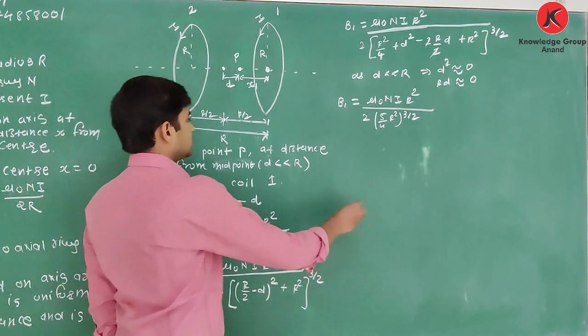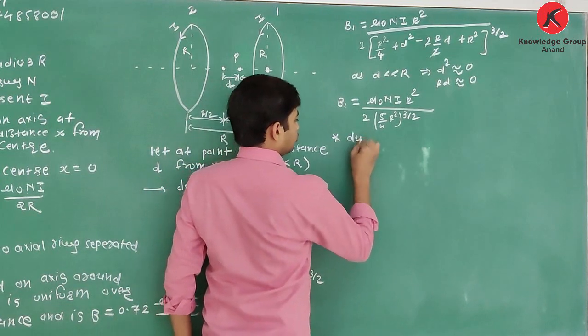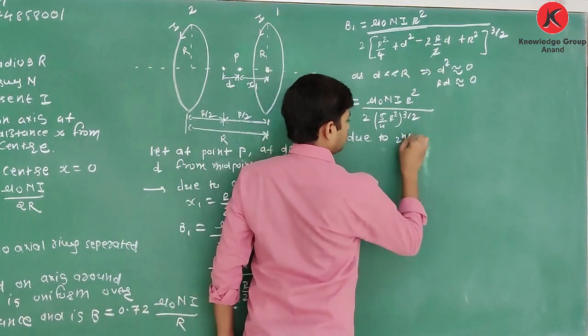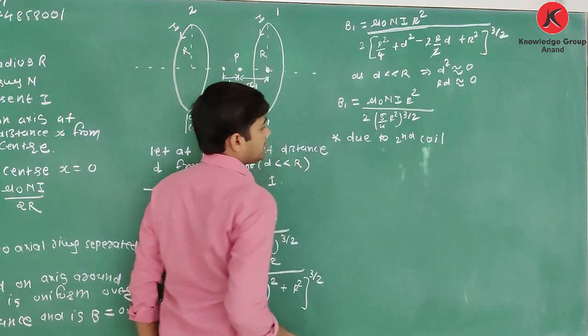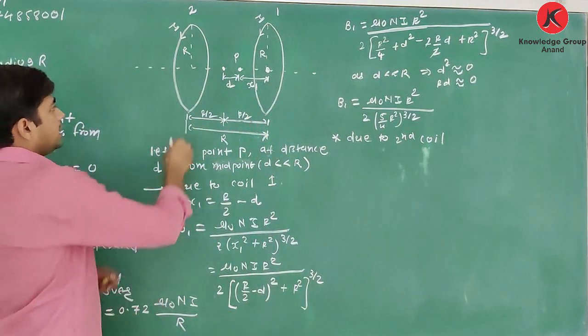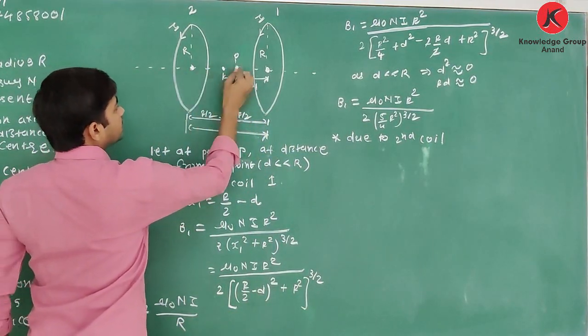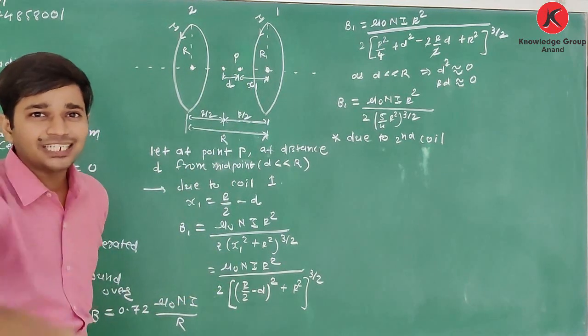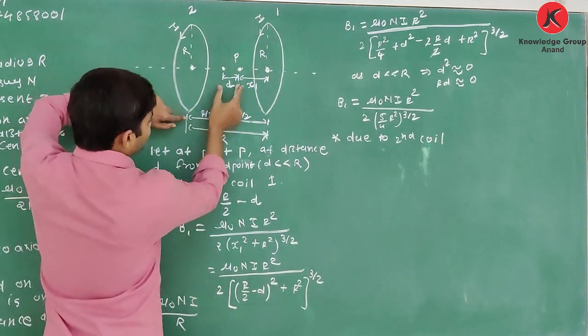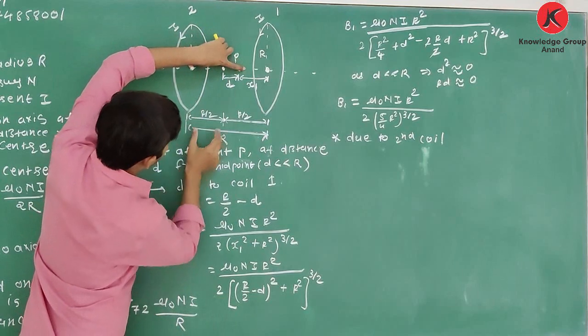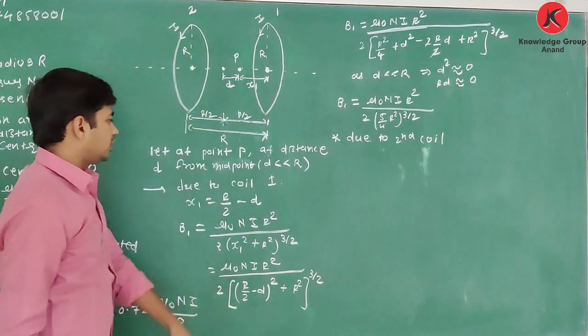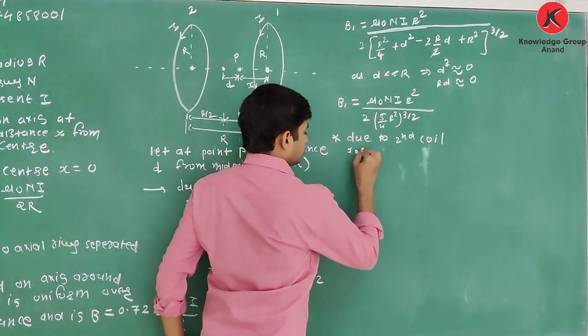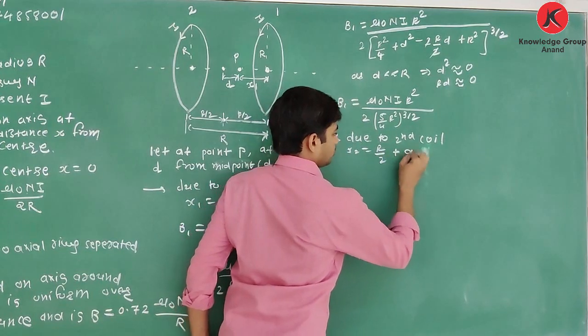Now due to the second point. From its center to point B, what is the distance? You can easily say, sir, it is r by 2 plus d. This distance is r by 2 and this is d. So x2 is equal to r by 2 plus d.